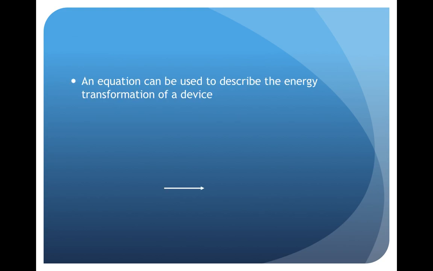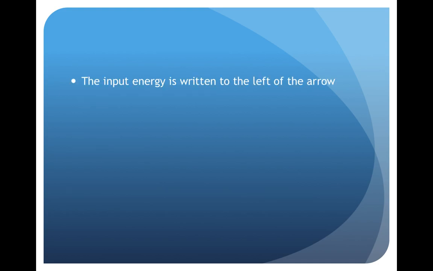An equation can be used to describe the energy transformation of a device. For example, for a light bulb, the energy transformation would be electrical to radiant. So the arrow indicates that a transformation has occurred. You've changed the energy. The energy to the left of the arrow is called the input energy, and the energy to the right of the arrow is called the output energy. The input energy is written to the left of the arrow. The output energy is written to the right of the arrow.